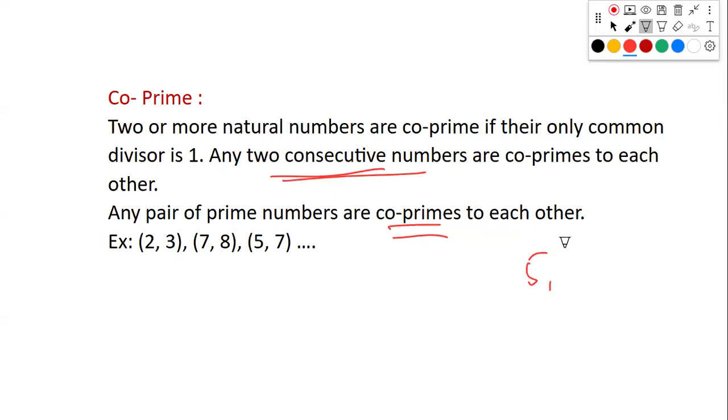Say, for example, 5 comma 6. What is the common divisor? 1. If I look at 7 comma 8, forget about even or odd, any two consecutive numbers are always co-primes. What number divides both 7 and 8? It is 1 only.